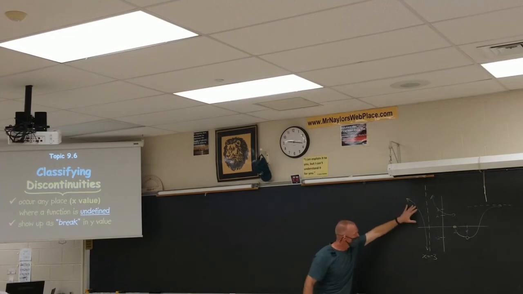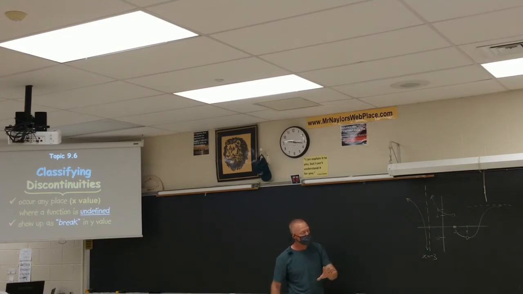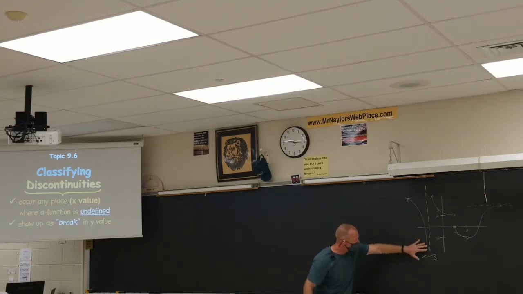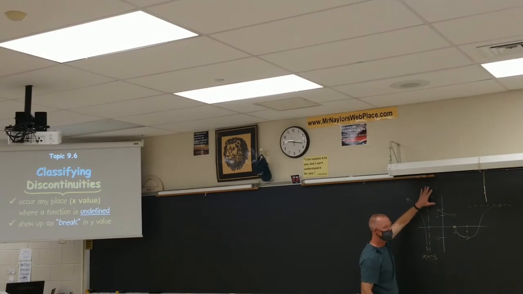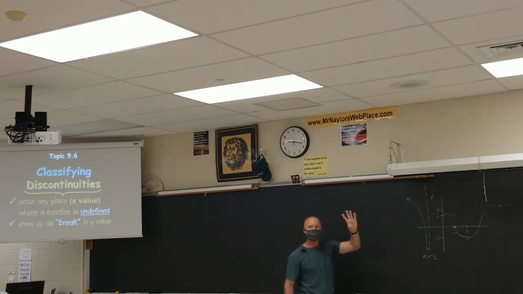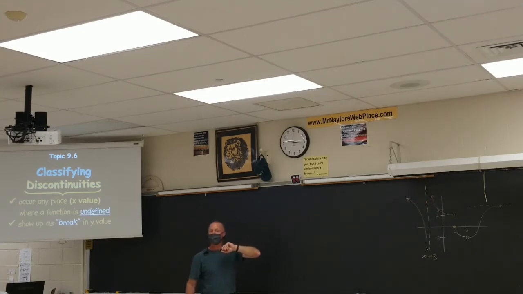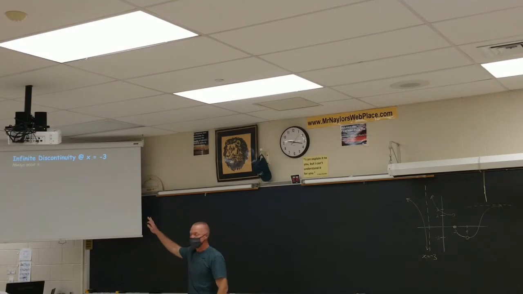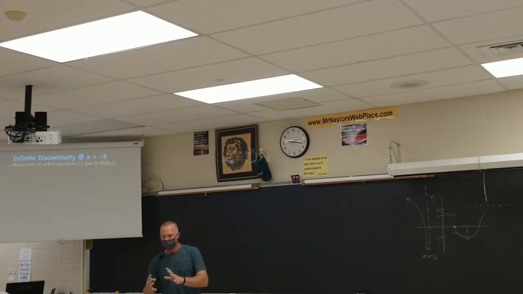As I walk close to this vertical asymptote, which I can't touch, but as I walk close to it, I find myself walking to negative infinity or coming from positive infinity. Why am I making a big deal out of that? Well, because your first discontinuity is an infinite discontinuity. An infinite discontinuity because literally I'm going to infinity or I'm coming from infinity.